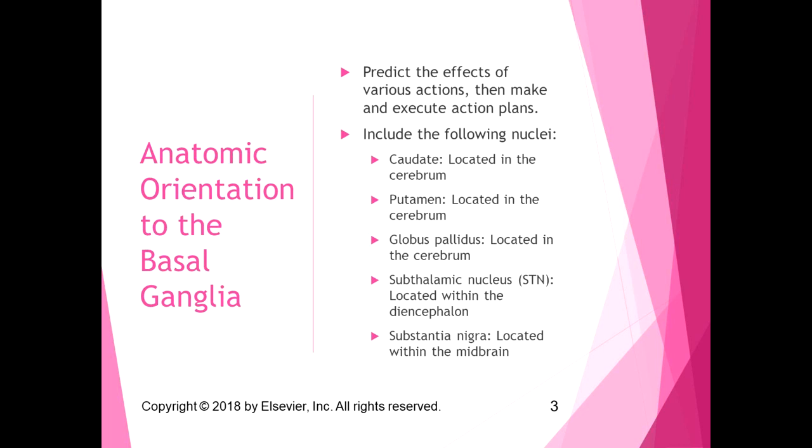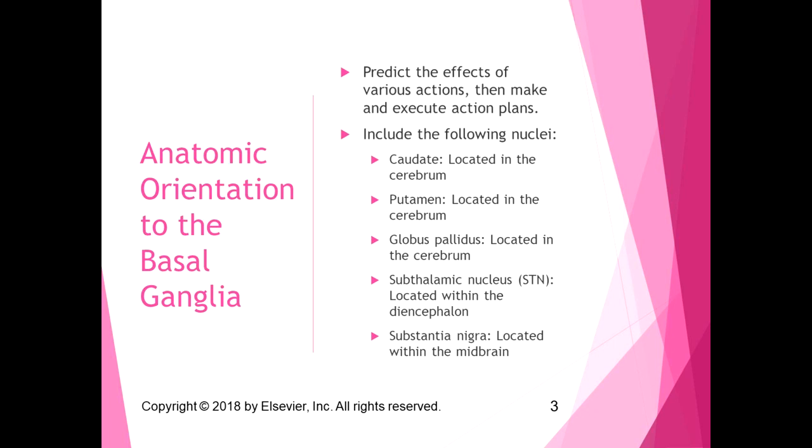Just as a little orientation, the basal ganglia, basal has to do with the location. It's at the base of the brain. Ganglia is a group of neurons. So it's several groups of neurons that are located at the base of the cerebrum or within the diencephalon that predict the effects of various actions and then make and execute action plans. So the basal ganglia have functions in motor effects, executive, so decision-making effects, and other non-motor things. So we'll briefly talk about them.